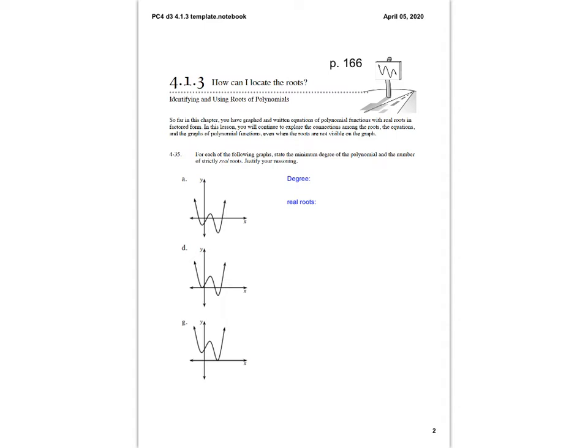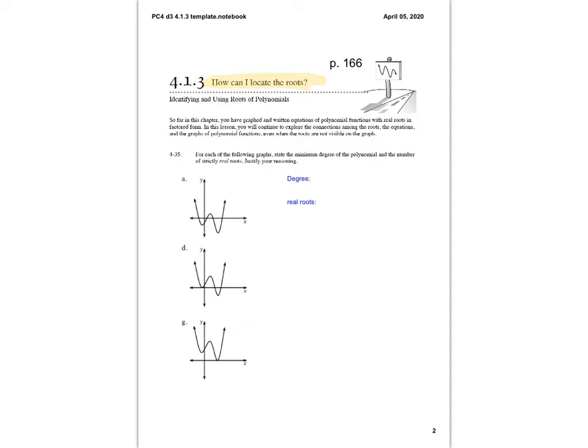Lesson 4.1.3, how can I locate the roots? So far in this chapter, you have graphed and written equations of polynomial functions with real roots in factored form. In this lesson, you'll continue to explore the connections among the roots, the equations, and the graphs of the polynomials, even when the roots are not visible on the graph. So our goal today is to be able to take a look at an equation, a polynomial equation, take a look at its graph, find all the roots, and find all of the factors.